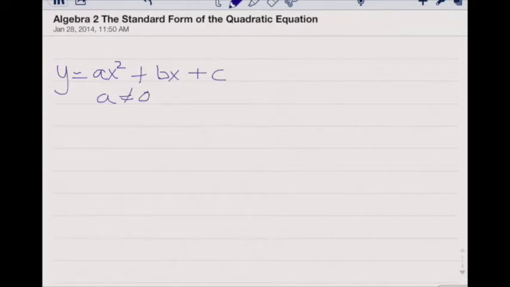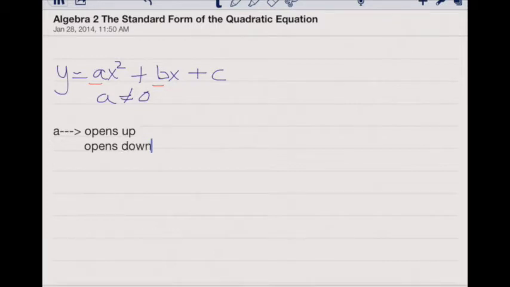So in the standard form of the equation, we can get out information from a and b, specifically information about whether it opens up or opens down, its width, where its vertex, and where its axis of symmetry are. To get started, a is going to tell us whether the parabola opens up or opens down. If it opens up, this implies that a is positive. If it opens down, this implies that a is negative.